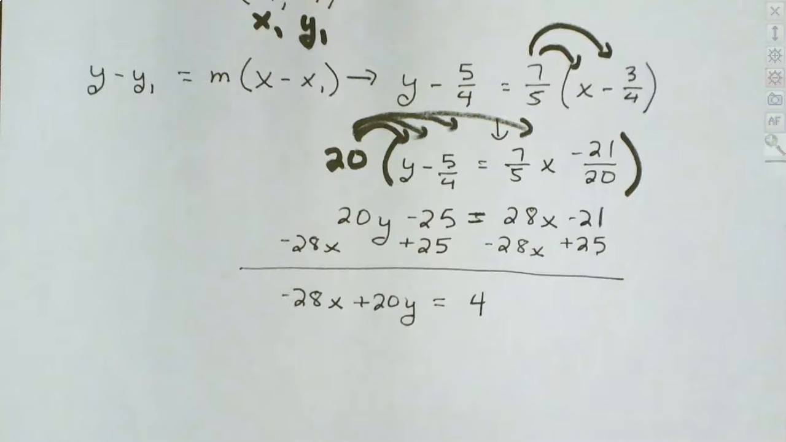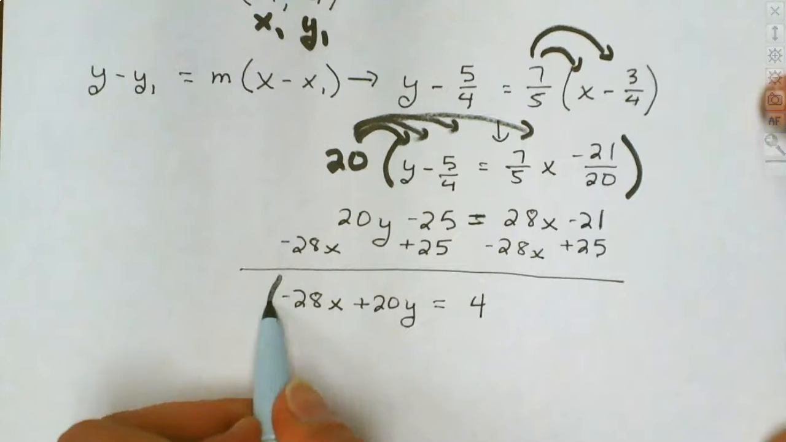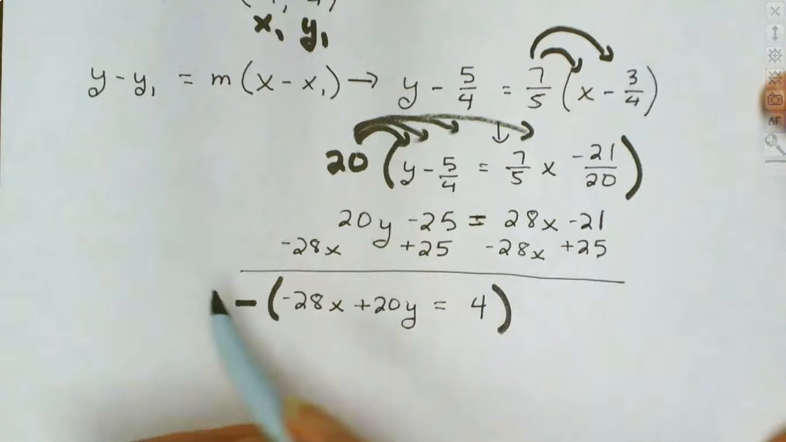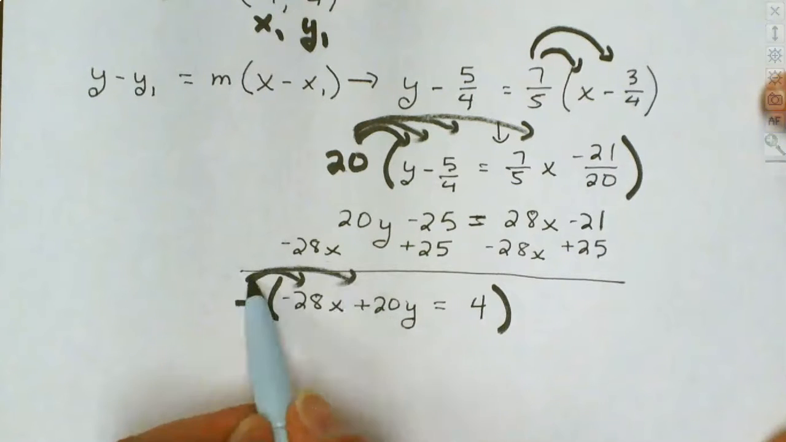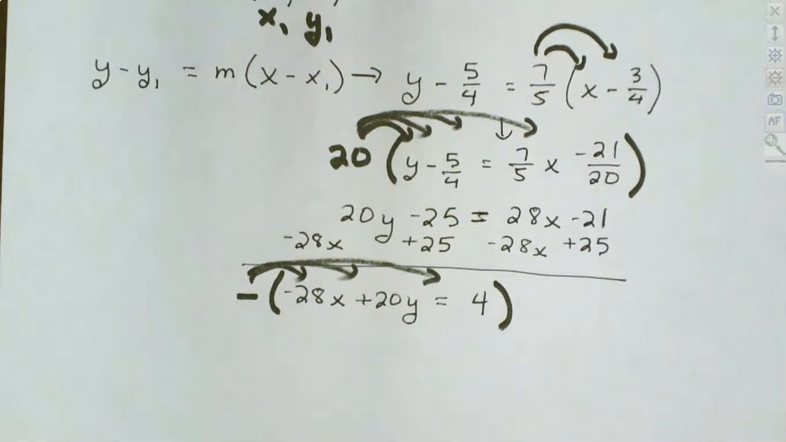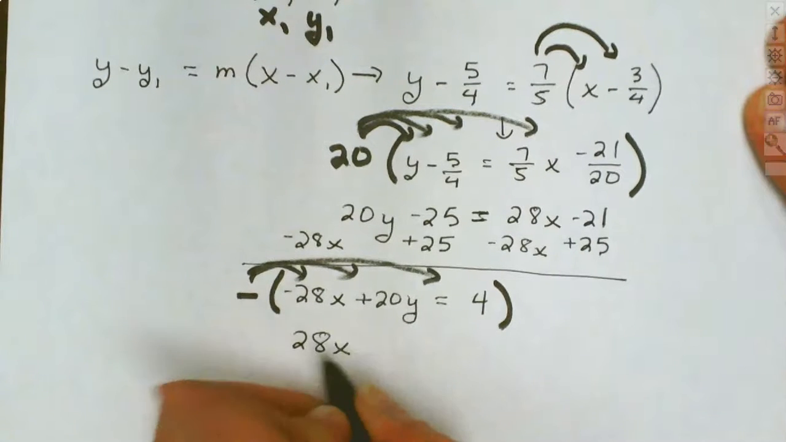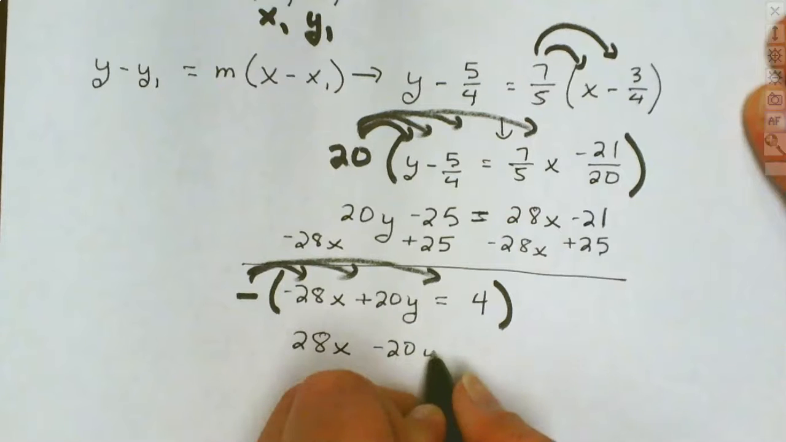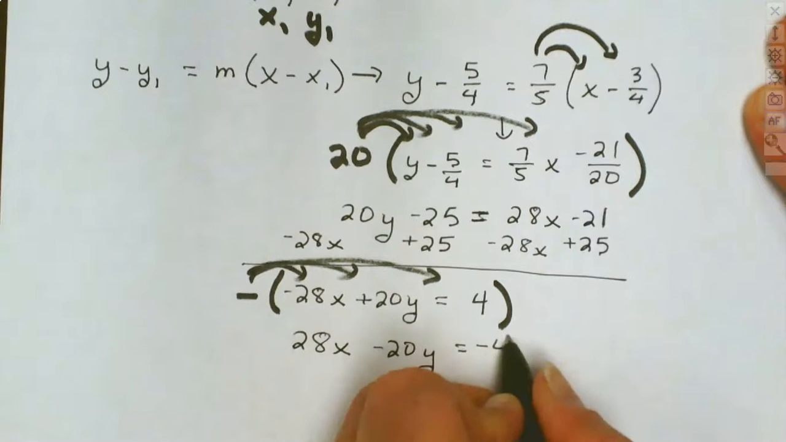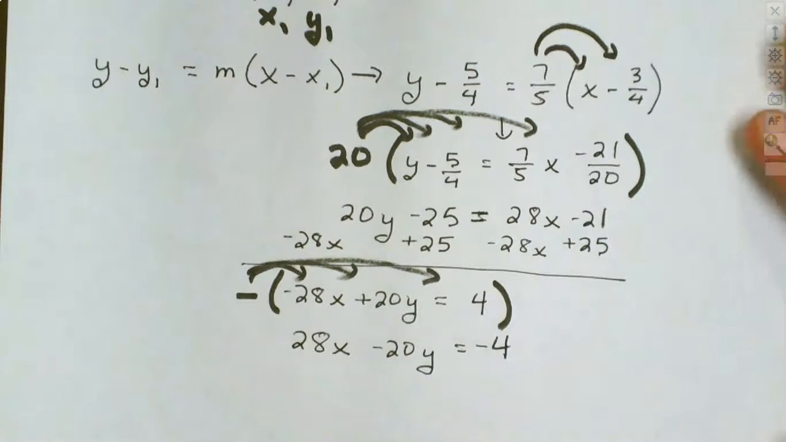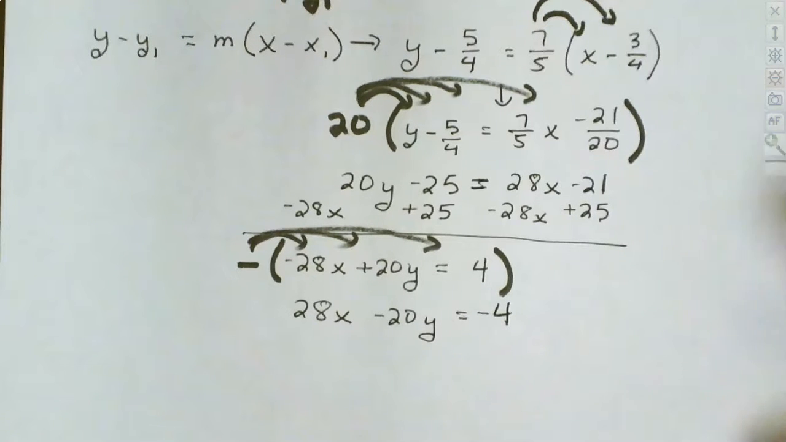Not quite in standard form yet because of that negative in front. So how do we get rid of it? Well, we can divide or multiply by a negative. So let's go ahead and do that. It's going to make that then 28x minus 20y equals a -4. I would accept this as an answer, but to get the same answer that the textbook has, we need to look at all the numbers.